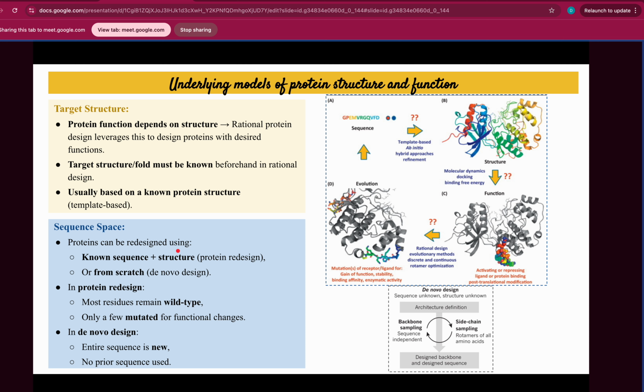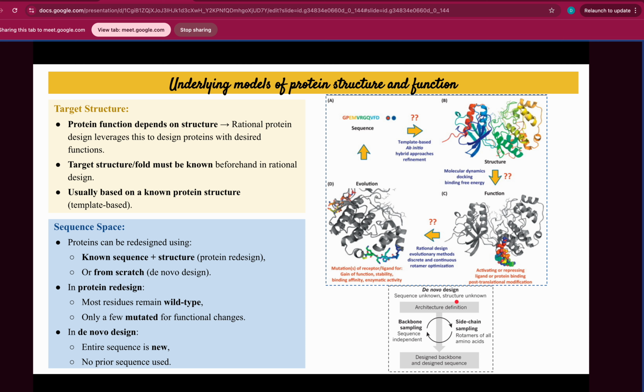So proteins can be redesigned using the known sequence plus structure, which is known as protein redesign, which we have seen in the rational design technique, or we can also design these proteins from scratch. So that type of method is known as de novo design. When you are not using any template information or any available protein information, so you are starting from scratch, from any random amino acids, that is known as de novo.